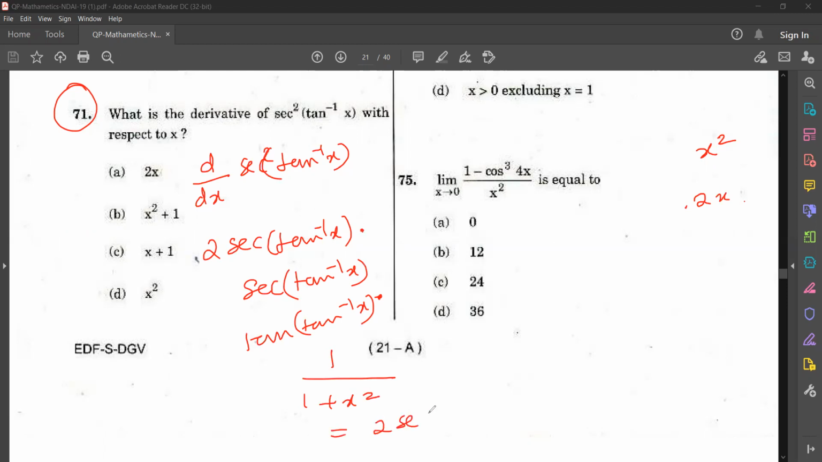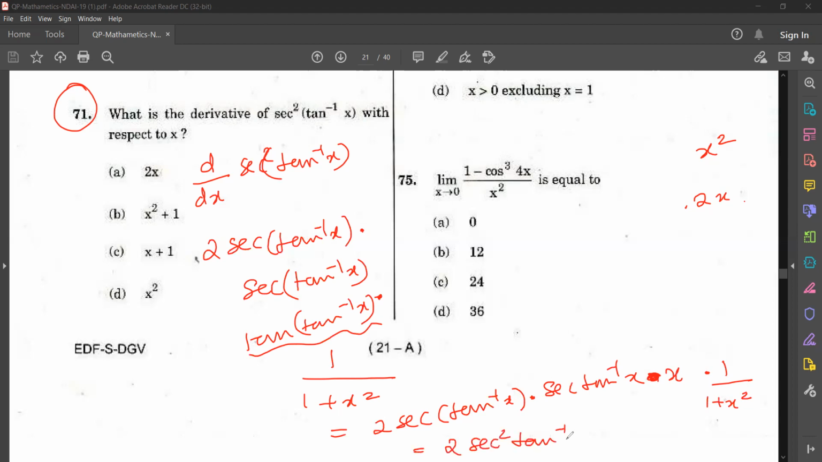finally 2 sec tan inverse x into sec tan inverse x. Then tan inverse x is nothing but x, isn't it? Tan inverse x is x, tan inverse will go. So this is into 1 by 1 plus x square, isn't it? So how can I write this? 2 sec square tan inverse x into 1 by 1 plus x square, isn't it?